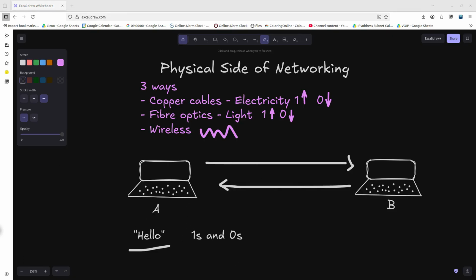and vice versa. So in this video, I'm only keeping it a brief overview of how the three mediums are used for physical transferring of data. In the next video onwards, we will get into a little bit of depth regarding all these three mediums, okay?